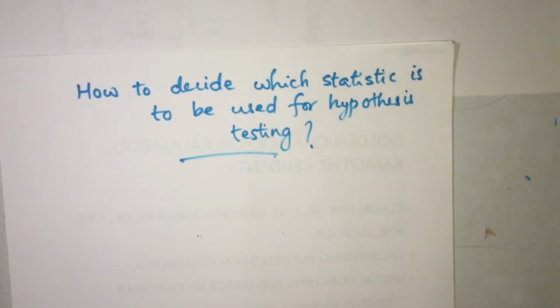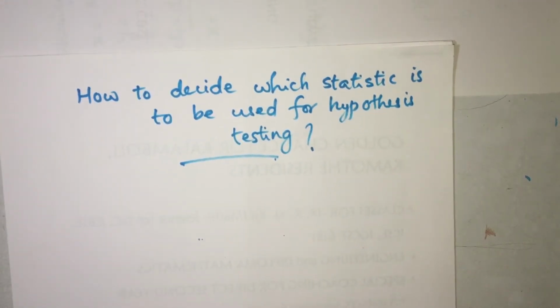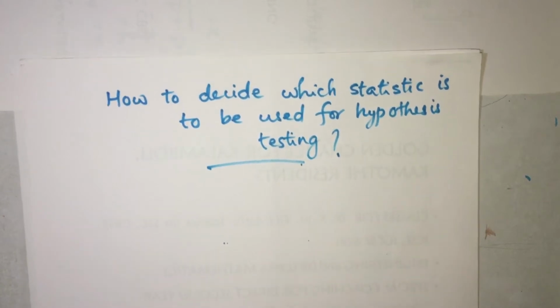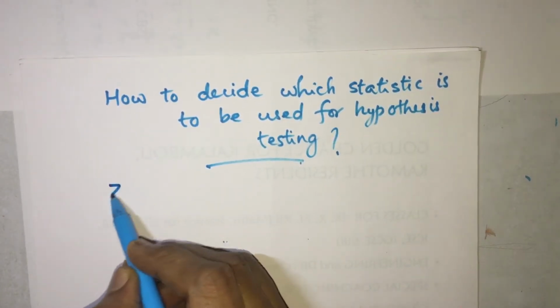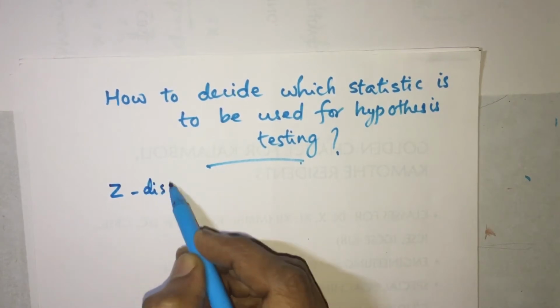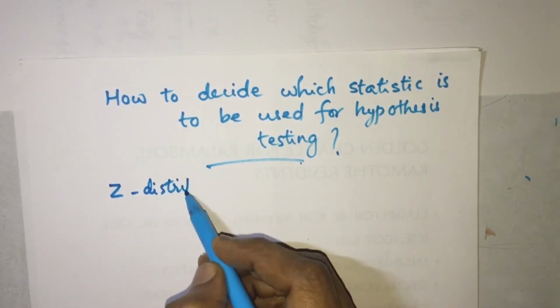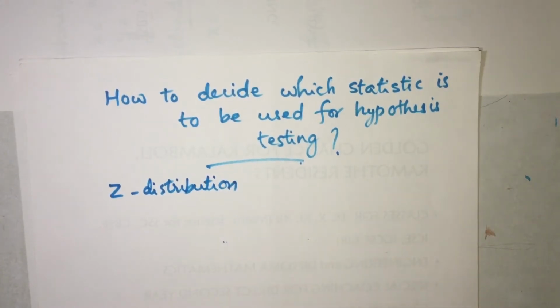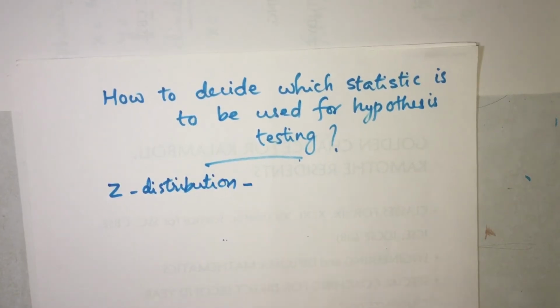Let's see how to decide which statistic is to be used for hypothesis testing. The most commonly used statistic is the Z distribution, or you can say the statistic Z means standard normal distribution. Now, when to use this one?